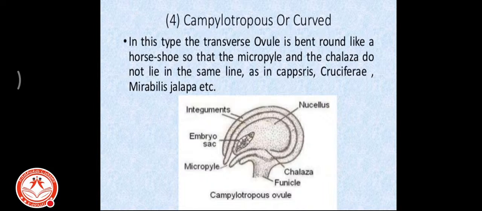Campylotropous ovule, or we can say curved type of ovule. This type of transverse ovule is bent around like a horseshoe, so that the micropyle and chalazal end do not lie in the same line, as in Capsella, Cruciferae, and Mirabilis jalapa plant. This is the campylotropous ovule.